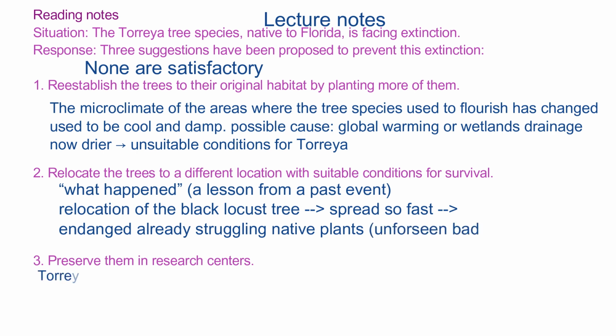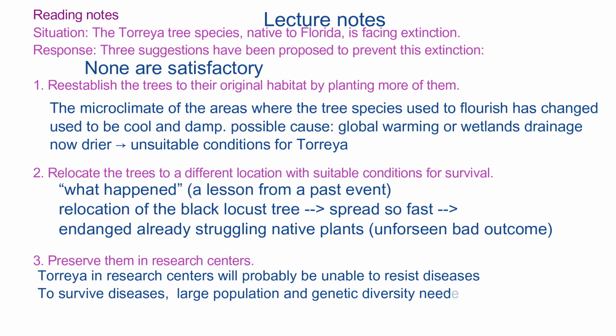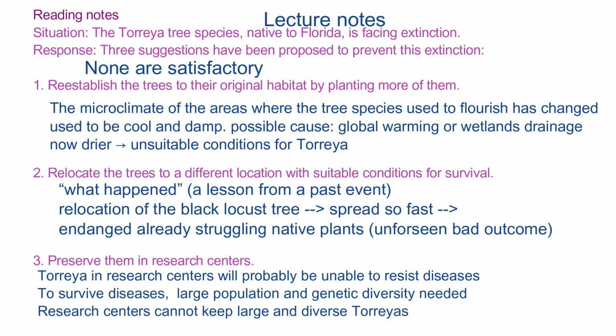Third, research centers are probably not a solution either. That's because the population of Torreya trees that can be kept in the centers will probably not be able to resist diseases. For a population of trees to survive a disease, it needs to be relatively large and it needs to be genetically diverse. Tree populations in the wild usually satisfy those criteria, but research centers would simply not have enough capacity to keep a large and diverse population of Torreya trees, so trees in such centers will not be capable of surviving diseases in the long term.